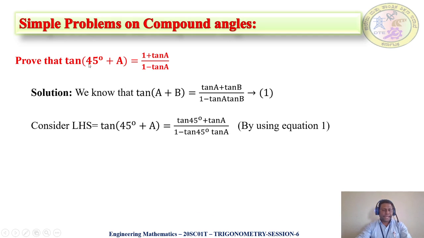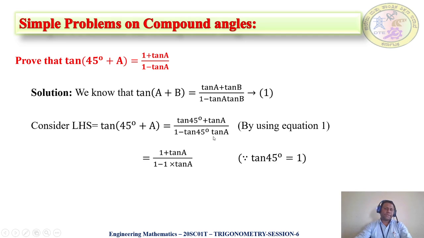Now consider LHS. LHS is tan of 45 degree plus a. Here a is 45 degree and b is a. Now substitute a equal to 45 degree, b equal to a in this part of equation 1. We get tan 45 degree plus tan a whole divided by 1 minus tan 45 degree into tan a. In this equation 1, we have substituted a equal to 45 degree and b equal to a. Now we know that tan 45 degree is 1.